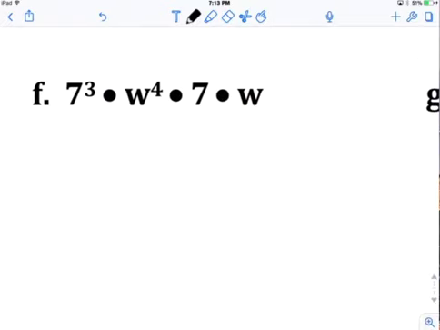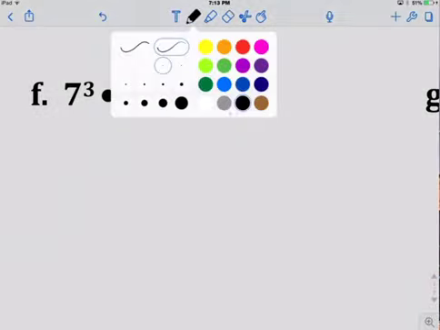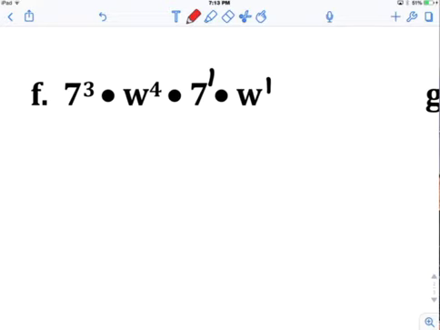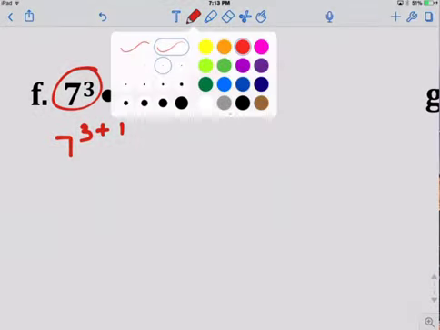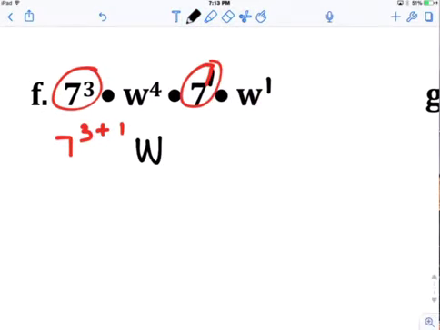This one here, that's a 1, invisible 1 when there isn't any. Okay, so that gives you 7 and the 7 have the same base. We can add the exponent. So 7 to the 3rd plus the 1. This is how I want you to show work, okay? Don't just give me answers only. W to the 4th plus this 1. So 7 to the 4th and W to the 5th.